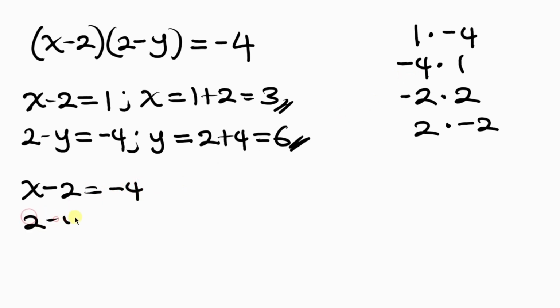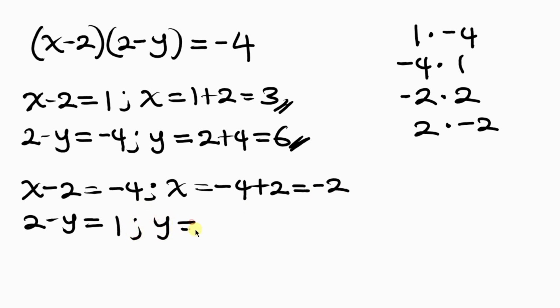Now, for our second case, when x minus 2 is equal to negative 4, then 2 minus y will be equal to 1. Now let's solve the first one. So x will be, here I have negative 4, and as negative 2 crosses, it becomes plus 2. So this is equal to negative 4 plus 2 gives negative 2, right? Very good. Then here we have y to be equal to 2. And as 1 crosses to the left, it becomes minus 1. So this will be 2 minus 1 is 1. So these are other values of x and y.